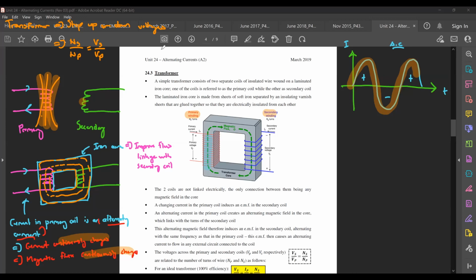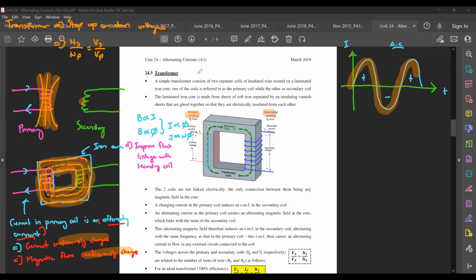Because in the EM induction chapter, we mentioned this, didn't we? Your B is proportional to I, and your B is also proportional to flux. So if you combine these two together, your current is proportional to flux, or current is proportional to flux linkage. So here, we can say that because your current is continuously changing, your magnetic flux continuously changes. This flux is represented by these orange lines here.